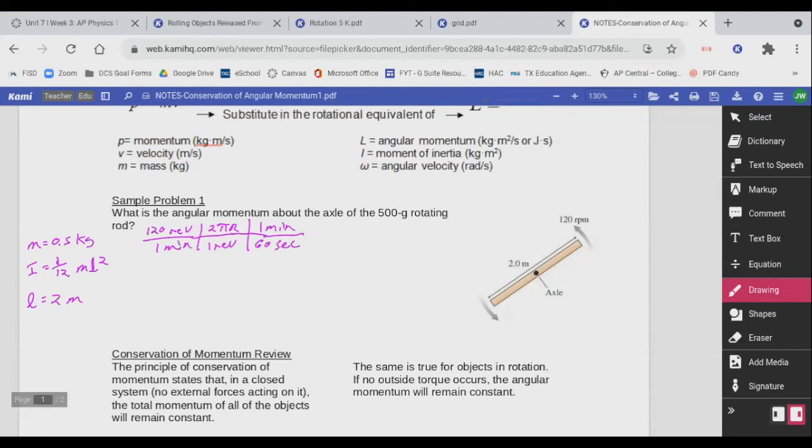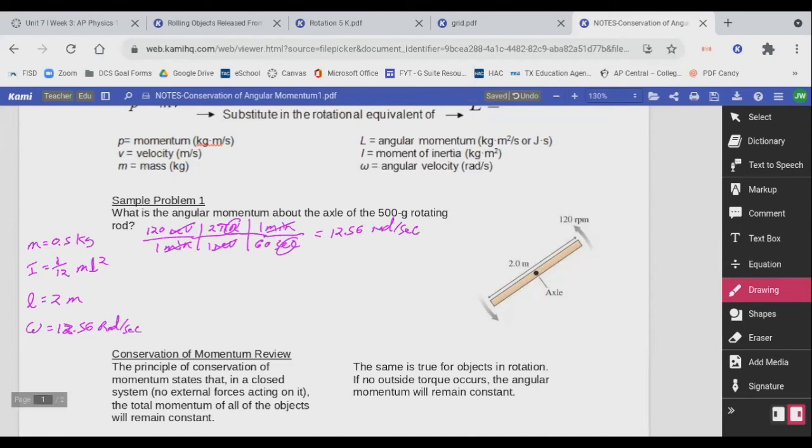Put minutes there. All right, so the minutes cancel out. The revolutions cancel out. So I've got 120 times 2 times pi divided by 60. When I did that, I got 12.56, and my remaining units are radians per second. And I know that omega is 12.56 radians per second. Just based on the unit tells me what the variable is.